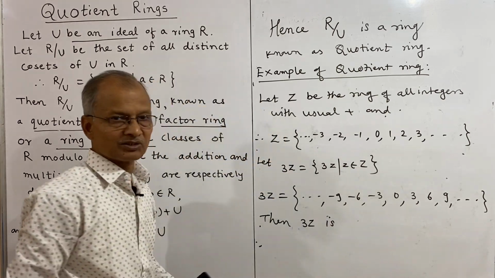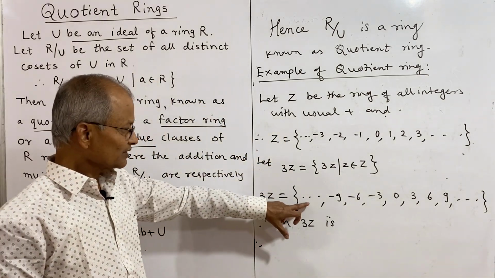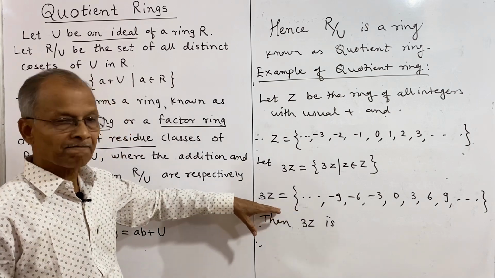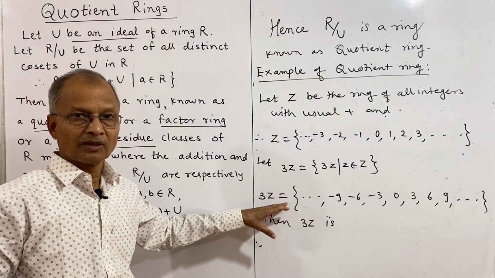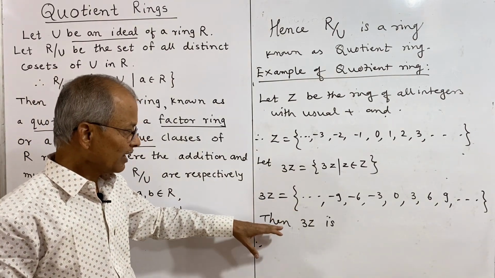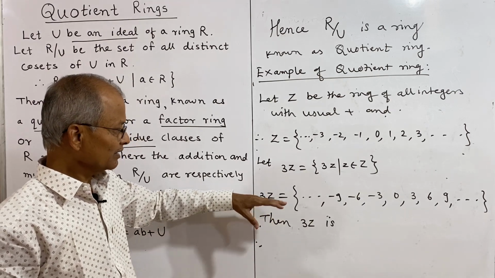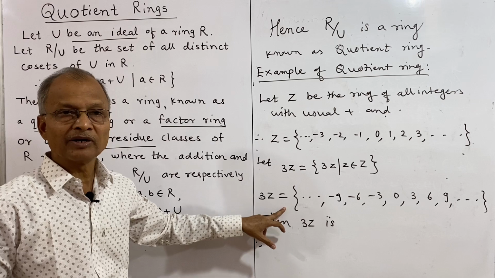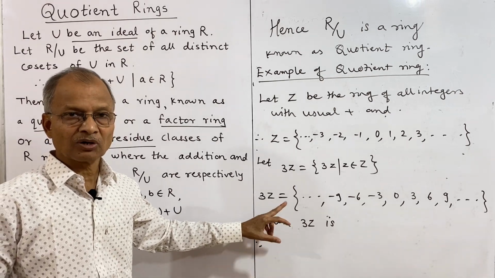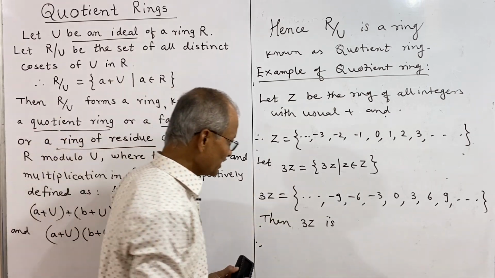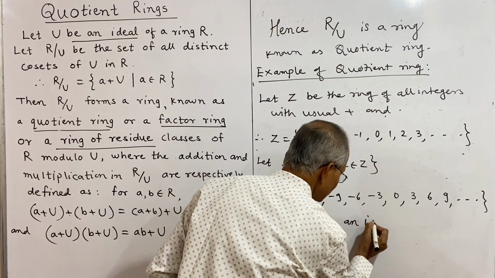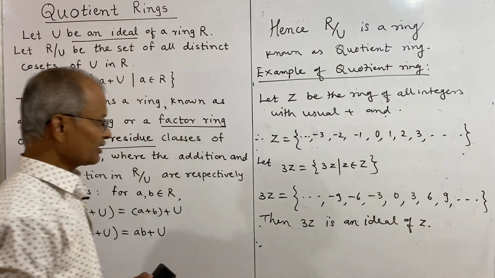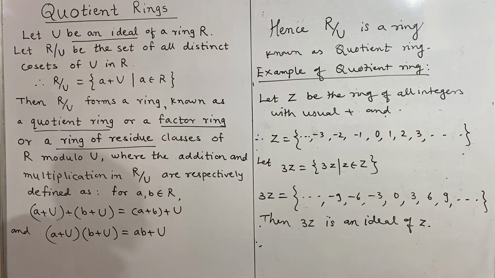It can be checked easily. This is a subset of Z, and this 3Z is an additive group under addition. And again, if an element in 3Z and an element in Z are multiplied, we get an element in 3Z. That is the second condition of an ideal. So 3Z is an ideal of Z.